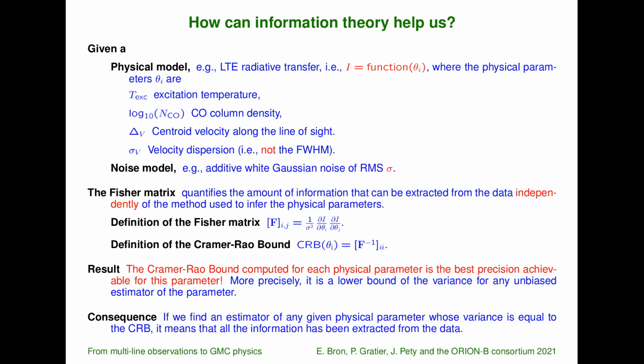It's because if you have an estimator, for instance a maximum likelihood estimator, you compute the CRB for your model and the data, and you are able to compare the precision you obtain with your derivation. If the error bar of your derivation is of the same order of magnitude as the Cramer-Rao bound, this means that within this physical model, you won't be able to extract any more information. So how can we use this?